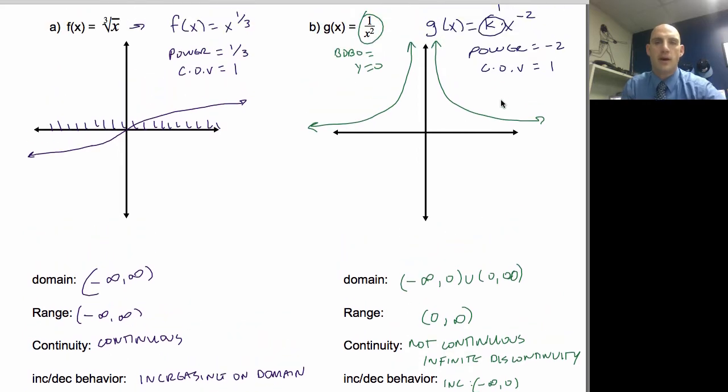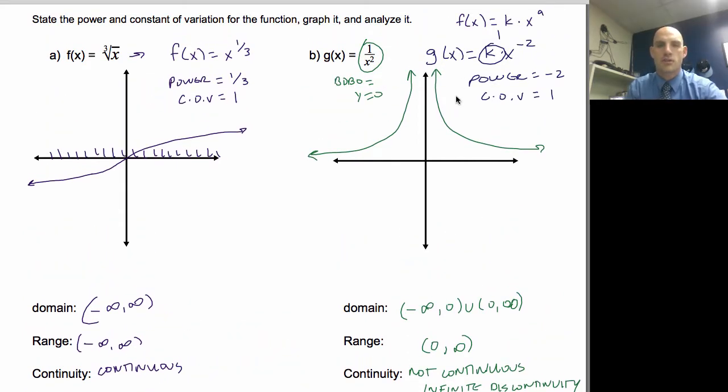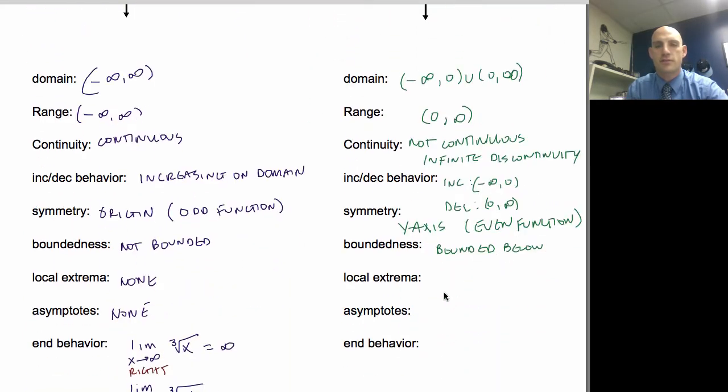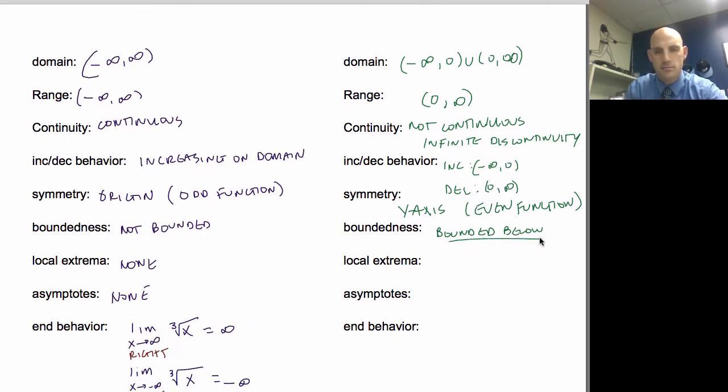Okay? Is it bounded above? Well, if I draw a line here, it goes through anywhere I would draw it, and because it goes to infinity, it's simply bounded below. That's it. Local extrema? Doesn't have any.